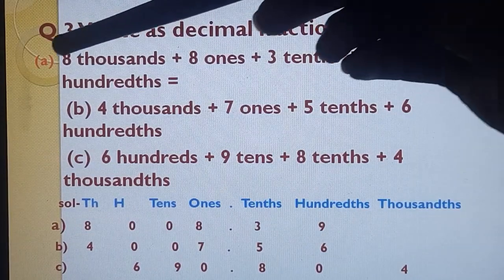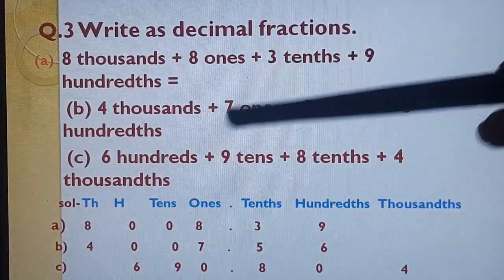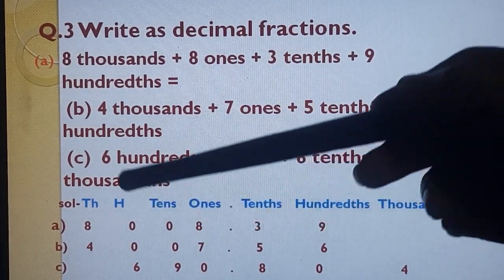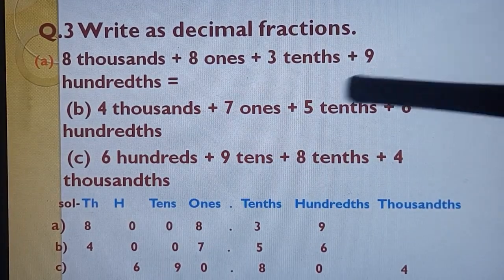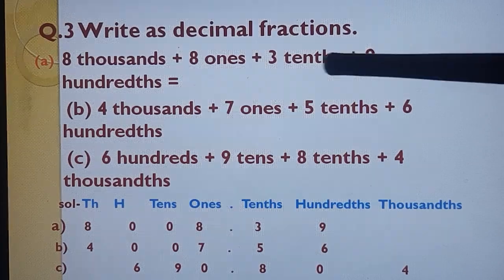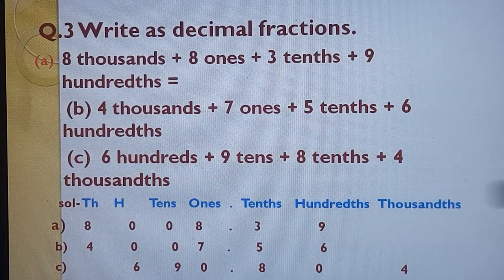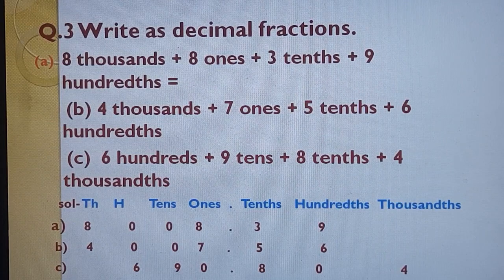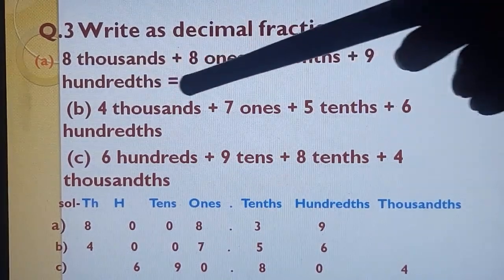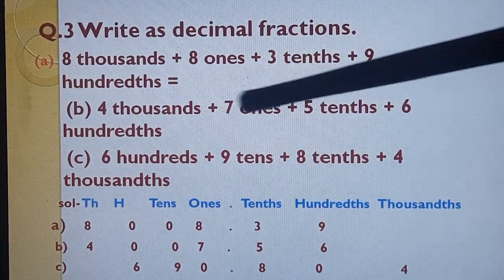Now A part, 8000. Below 1000 you will write down 8. 8 ones. Ones is here, you will write 8 here. So 100, 0, tens. जहाँ पर हमारे पास कोई डिजिट नहीं है, we are going to write down 0. 3 tenth. Below 10th you will write down 3. 900th. Below 100th we will write down 9. So our number will become 8008 decimal 39.